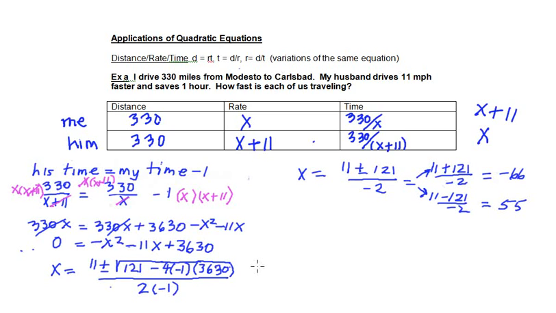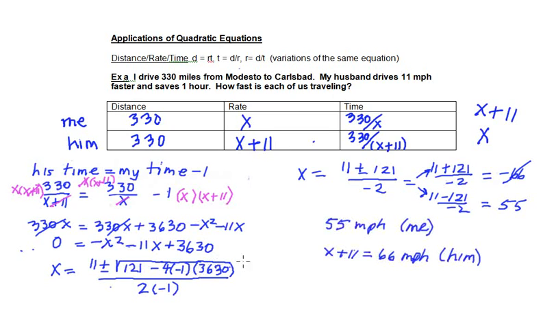Simplifying some more, we see that the inside of this radical actually becomes a perfect square. When you take the square root, it's 121. So we have our two solutions. One is adding 11 plus 121, but divided by negative 1 gives us negative 66. The other is 11 minus 121 over the negative 2, which gives us a positive 55. This negative solution we will eliminate because we are talking about physical properties, and x is a rate. It's number of miles per hour.